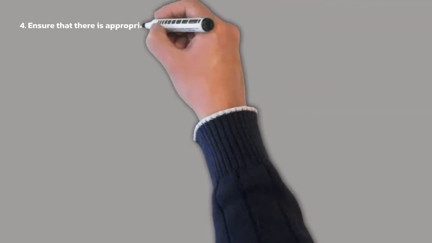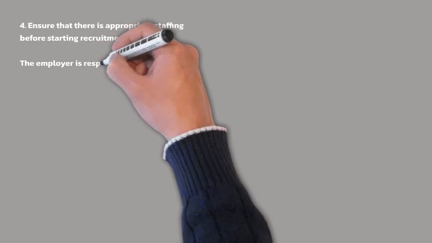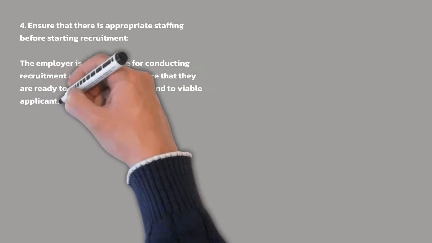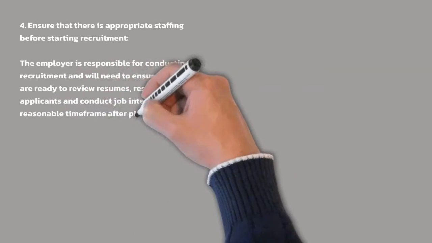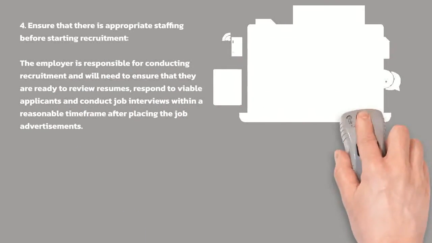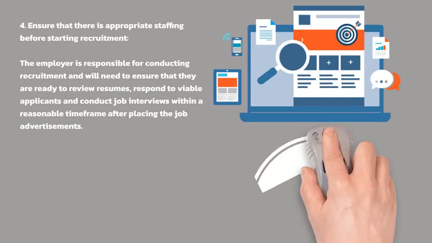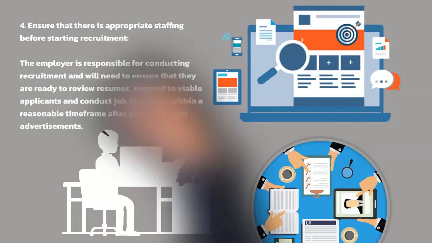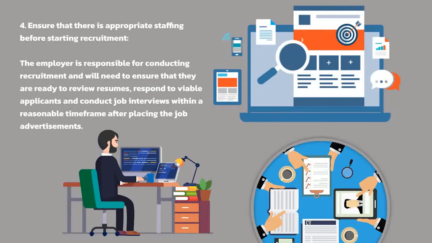4. Ensure that there is appropriate staffing before starting recruitment. Although the immigration attorney will guide the majority of the PERM process and can assist in placing the PERM job advertisements, the employer is responsible for conducting recruitment and will need to ensure that they are ready to review resumes, respond to viable applicants, and hold job interviews within a reasonable time frame after placing the job advertisements.